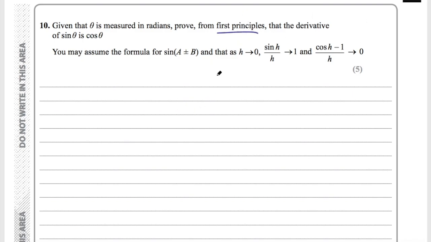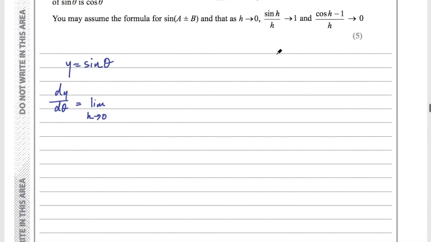Okay, so when they're talking about from first principles, they're talking about finding the slope of the curve given 2 points, and finding the limit as h approaches 0. So let's go ahead and make a start on this one. So the first thing we can say is y equals sine of theta, and we're looking for the derivative of y in terms of theta, and this is going to be equal to the limit as h approaches 0 of something. Now let me just break down what we're looking for using a graph here.